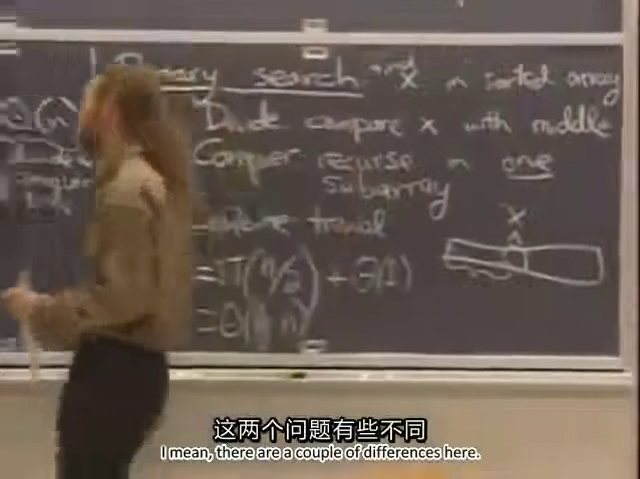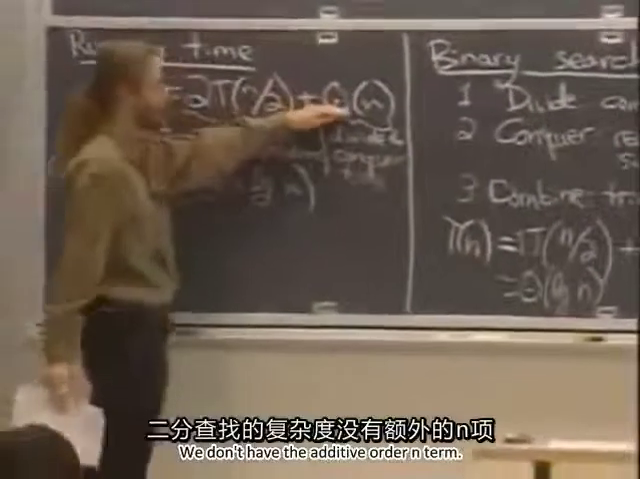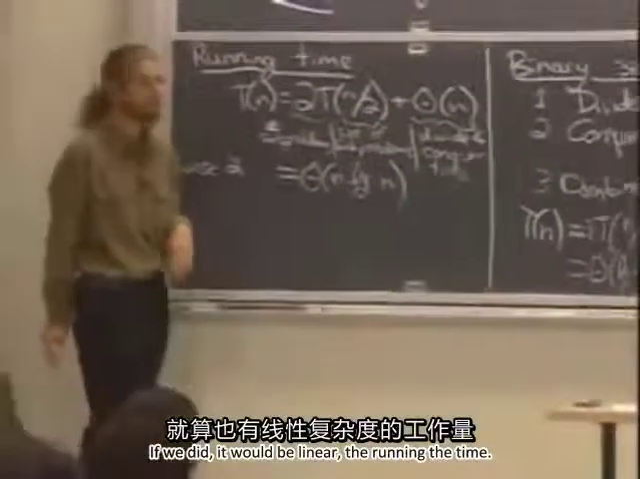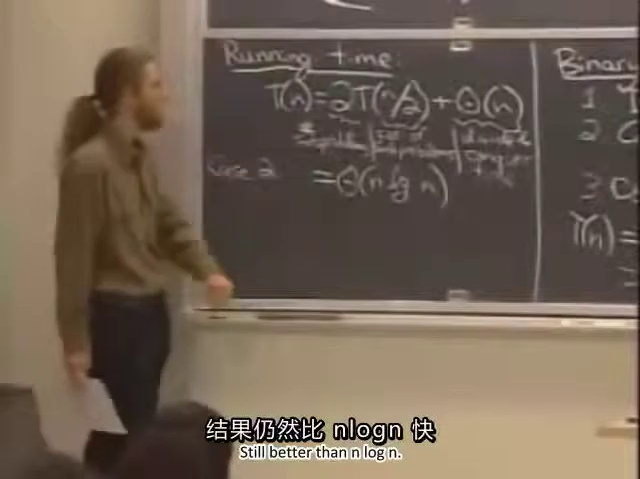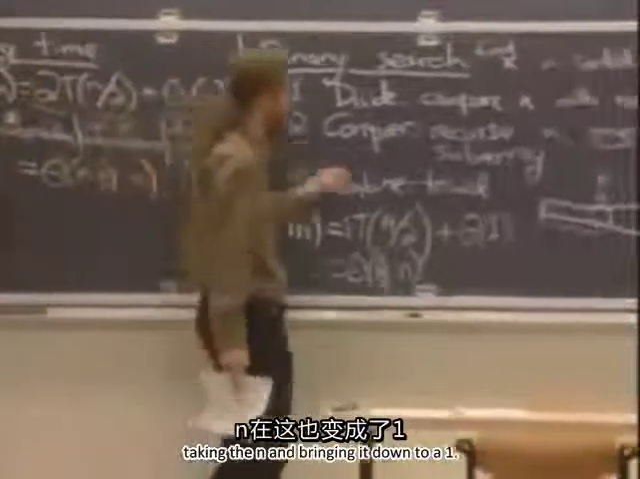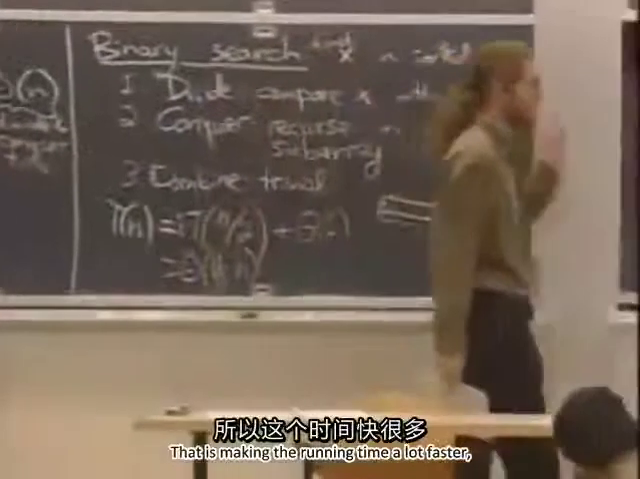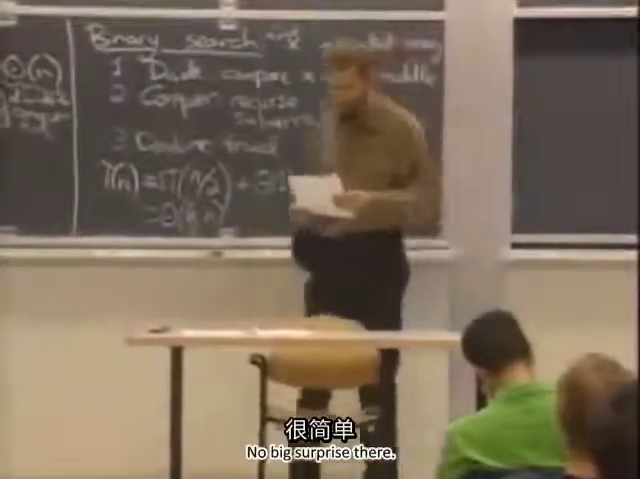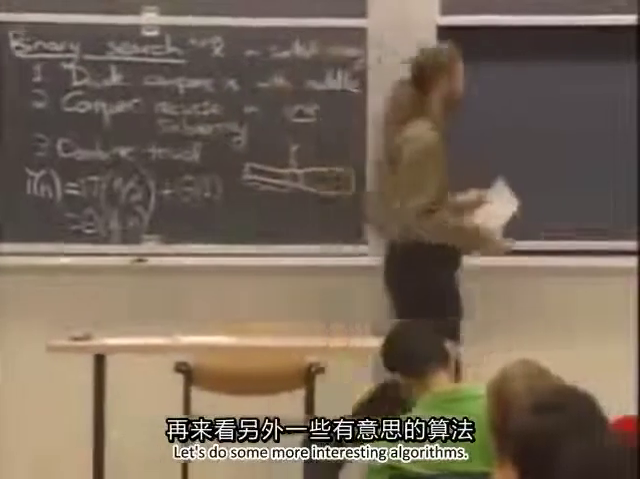There are a couple of differences here. We don't have the additive order n term. If we did, the running time would be linear, still better than n log n. So we're getting rid of the 2, bringing it down to a 1, and taking the n, bringing it down to a 1. That makes the running time a lot faster, a whole factor of n faster. Okay, no big surprise there. Let's do some more interesting algorithms.